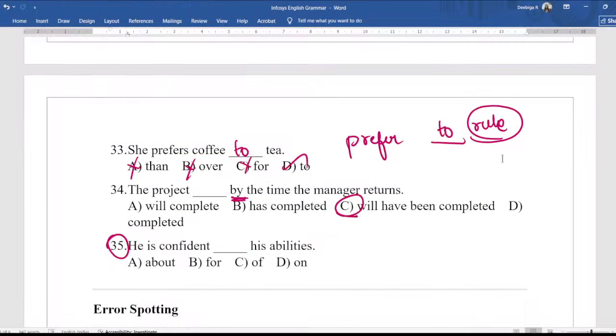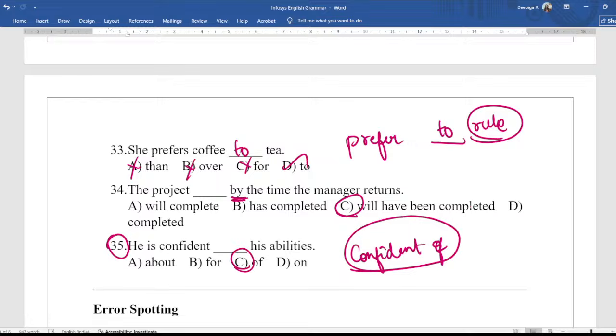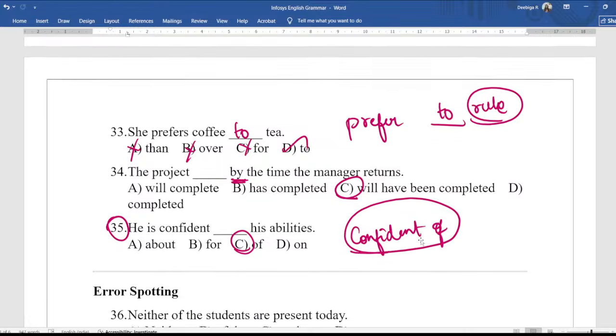Confident is always followed by of. He is confident of his abilities. So you use confident and that is followed by of, not about. Confident of his abilities, not about, not for. Just learn this. This is a learning opportunity. Don't worry that you got it wrong or something.